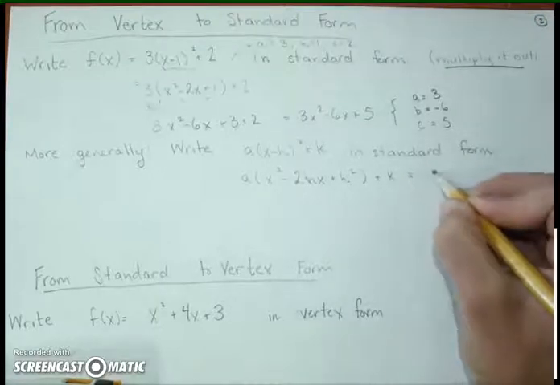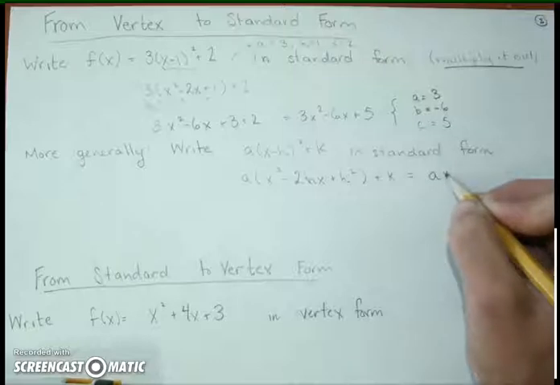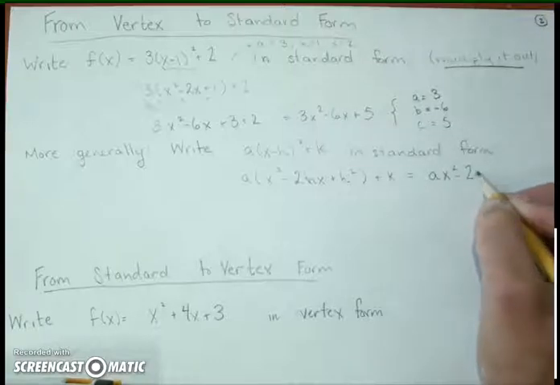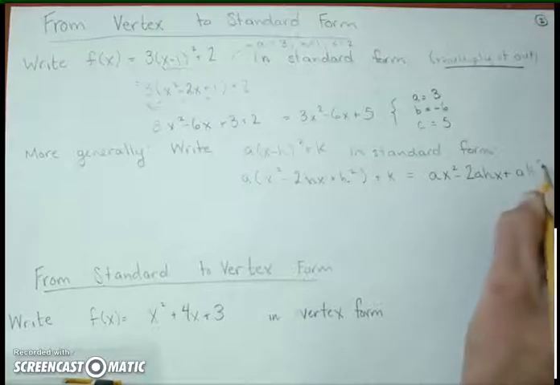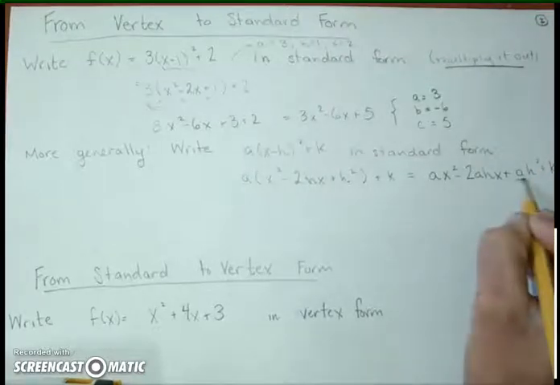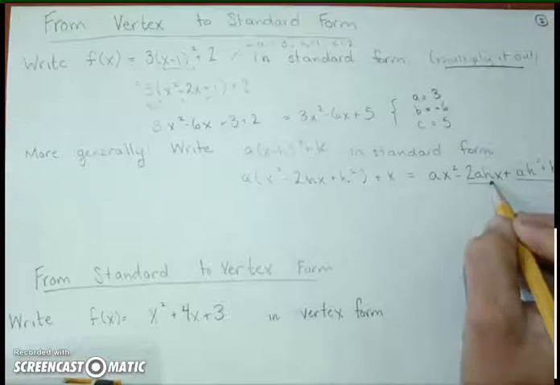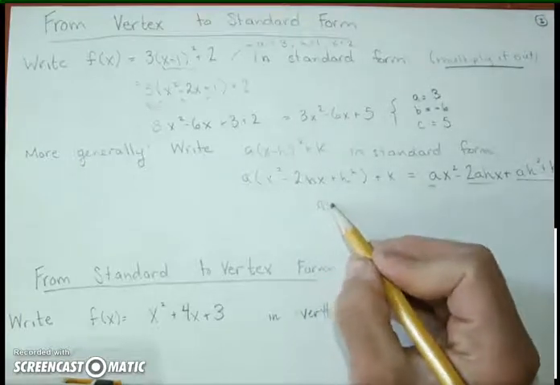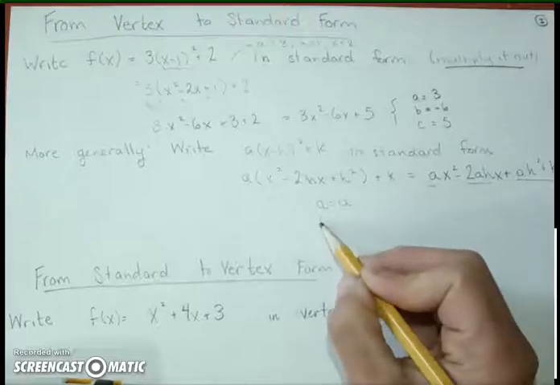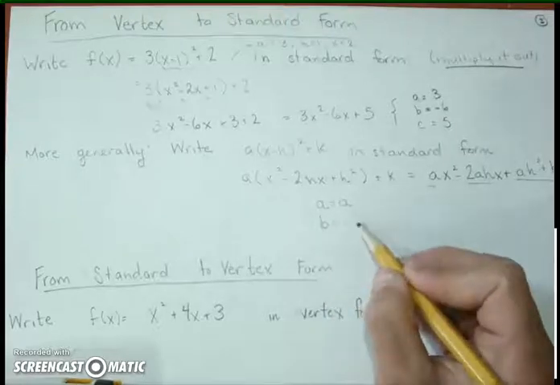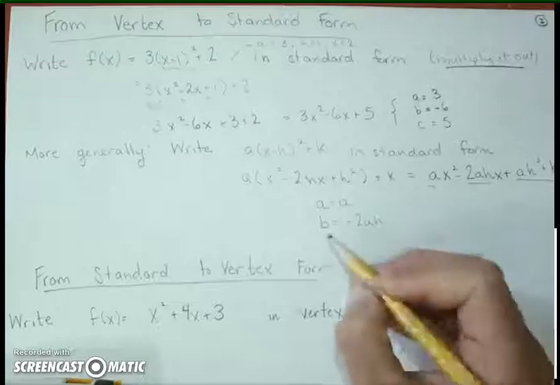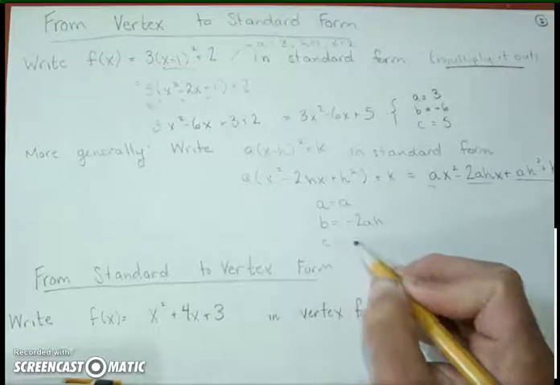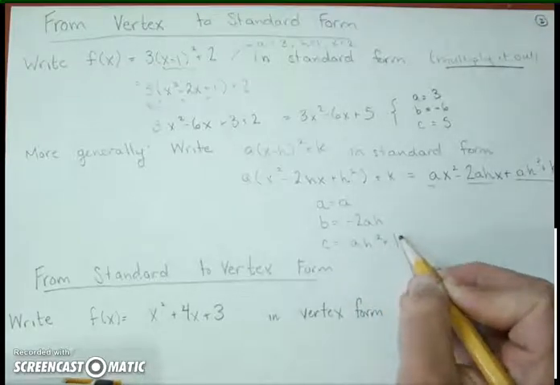Multiplying this out again, I have ax squared minus 2ahx plus ah squared plus k. So this is my constant term. This is the coefficient in front of x. This is the coefficient in front of x squared. So a equals a, b equals minus 2ah, and c equals ah squared plus k.